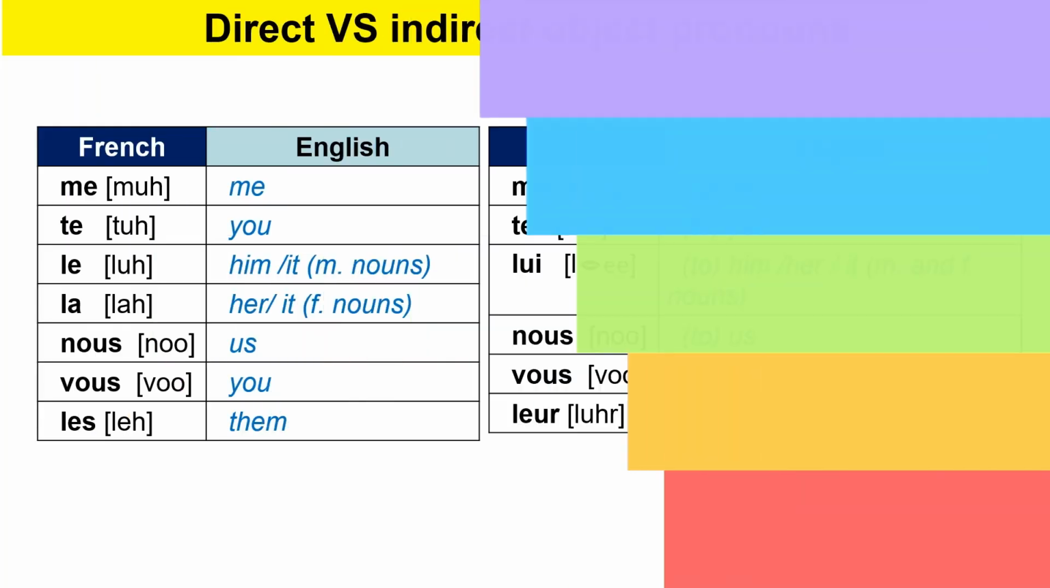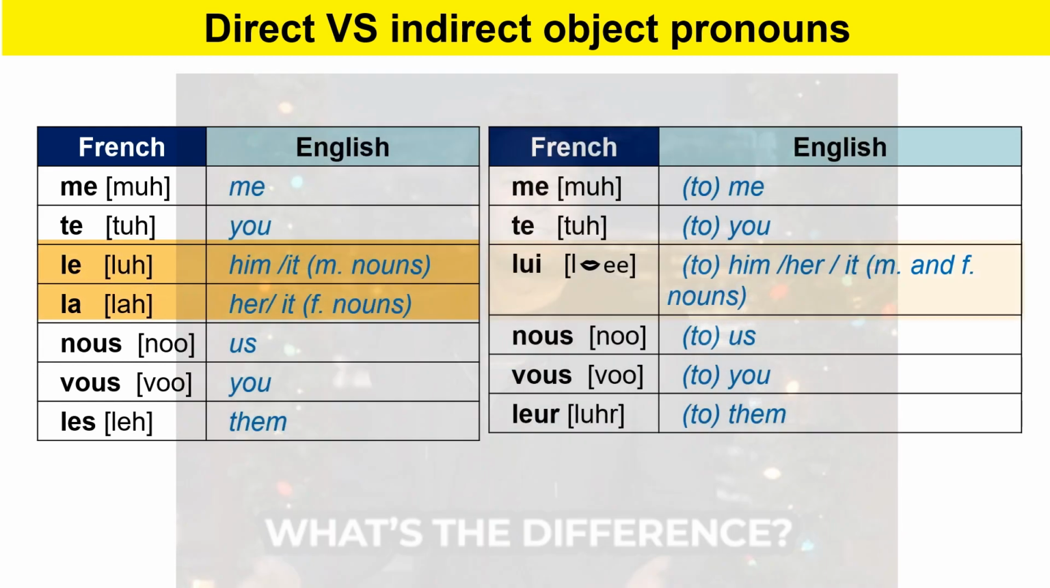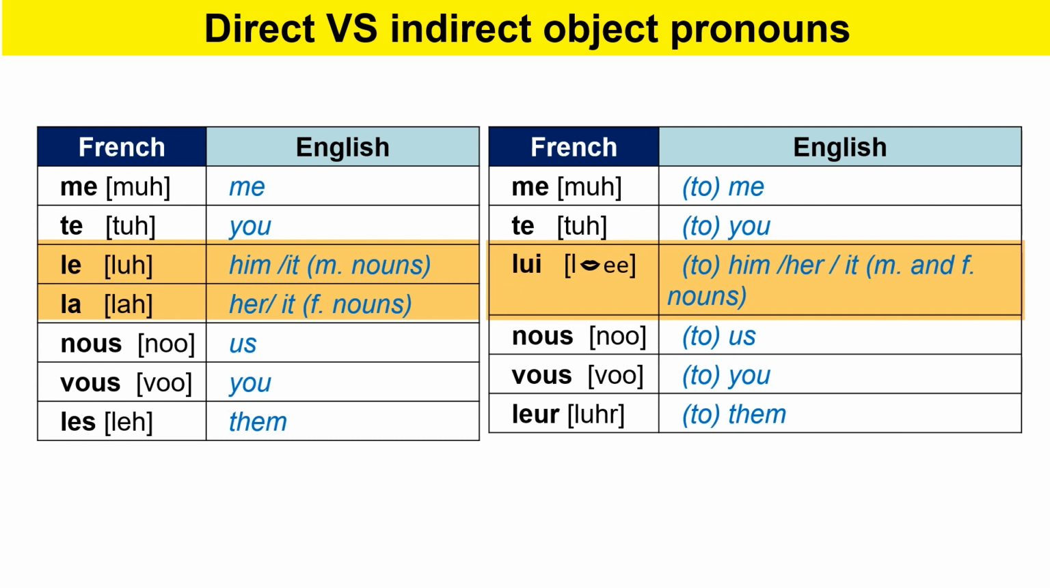If you already know direct pronouns, it's quite easy to remember indirect object pronouns. You just need to identify the differences. So if we look at the first difference, we have le and la as direct pronouns and lui, which encompasses feminine and masculine, to him, to her. The other one that's different is les and leur. The others stay the same.